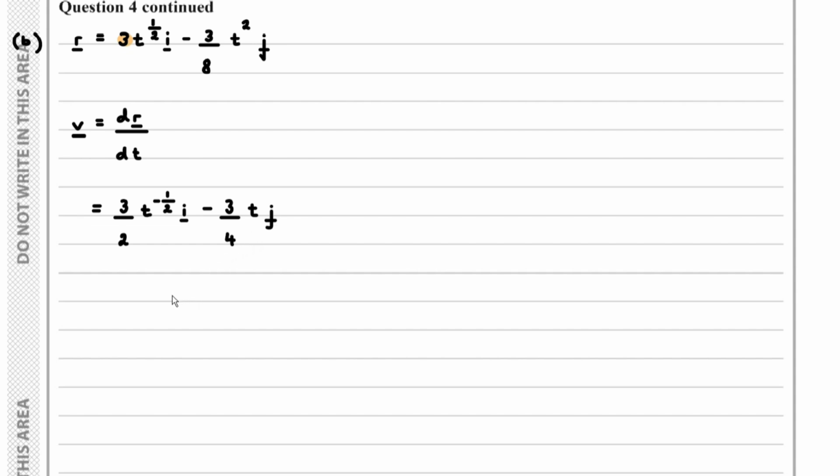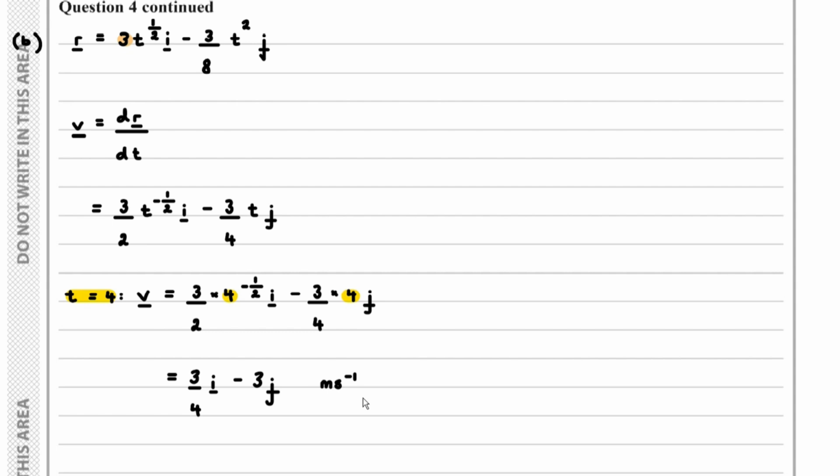Now, what we need to do is find the speed when t equals 4. So when t equals 4, v is equal to 3 over 2 multiplied by 4 to the negative 1/2 i subtract 3 over 4 multiplied by 4 j, which would simplify to 3 over 4 i subtract 3j meters per second.